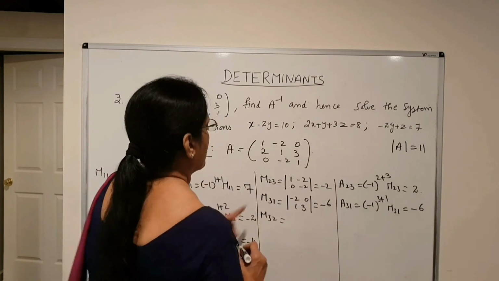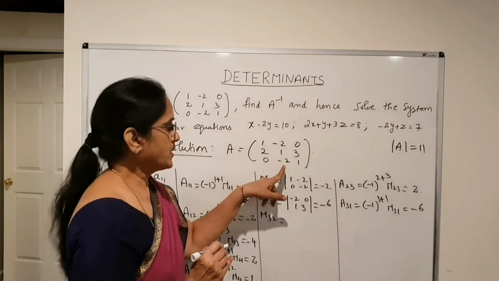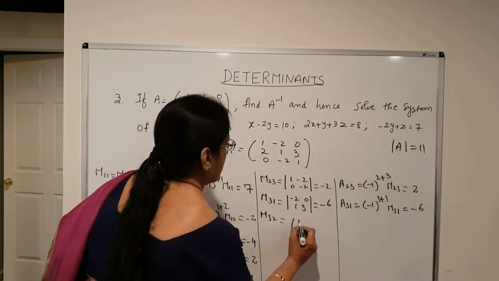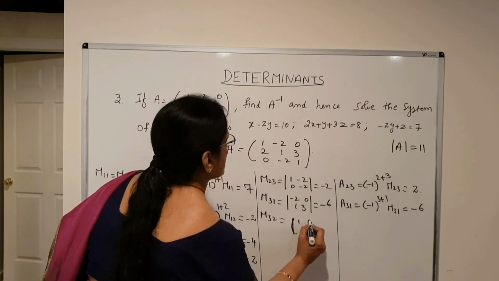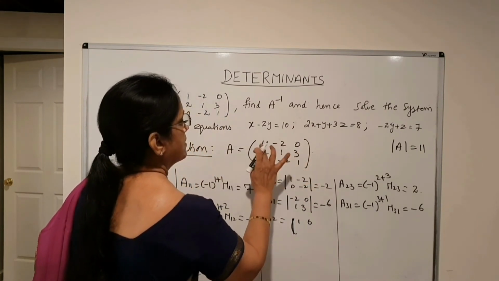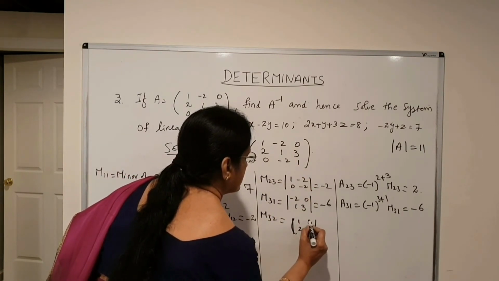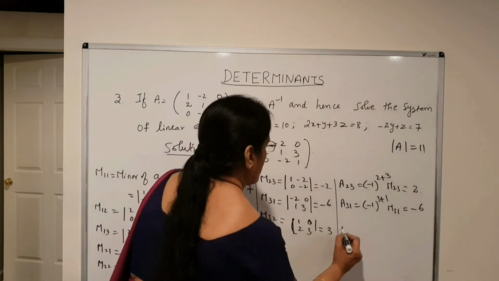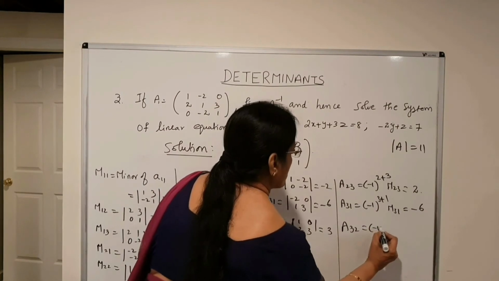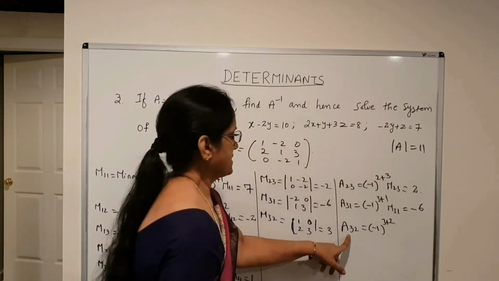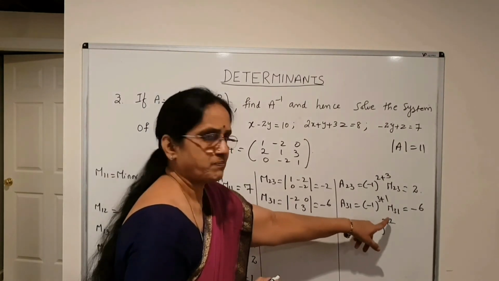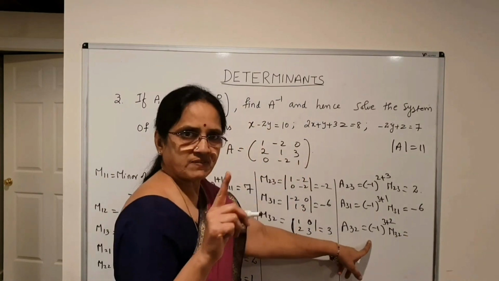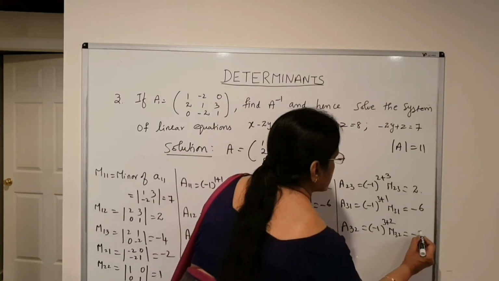M32, the minor of the element A32. A32 here is minus 2. So leaving the third row and second column, I am left with the determinant 1, 0, 2, 3, which is going to be 3. Then the corresponding cofactor will be minus 1 to the power 3 plus 2, that is i is 3, j is 2, minus 1 to the power i plus j, M32. So minus 1 to the power 5 is minus 1. Minus 1 into 3 is going to be minus 3.